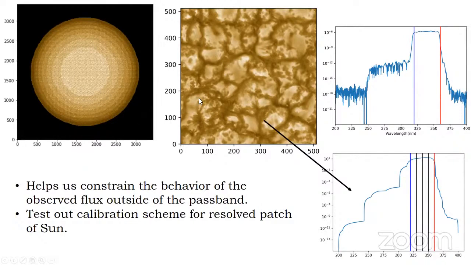One other thing the MURaM simulation actually helps us with is to constrain the behavior of the observed flux outside of the passbands. For example, here you see the broadband 3 filter profile, and we have some predetermined band values present. We call this region in band. This is for broadband 320 to 360 nanometer. We wanted to quantify how much flux we get outside of this passband, and that is important for two main reasons.